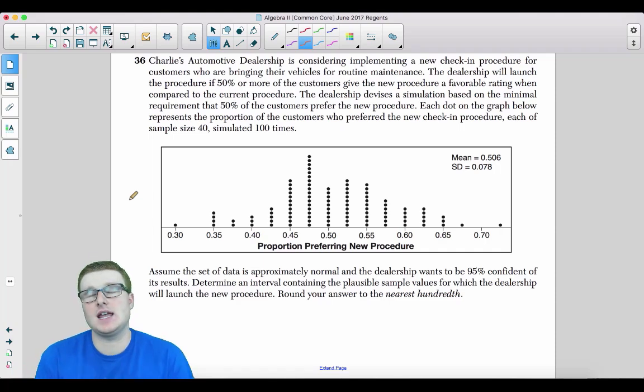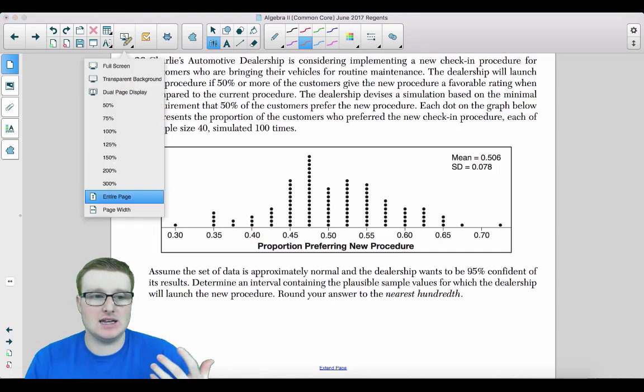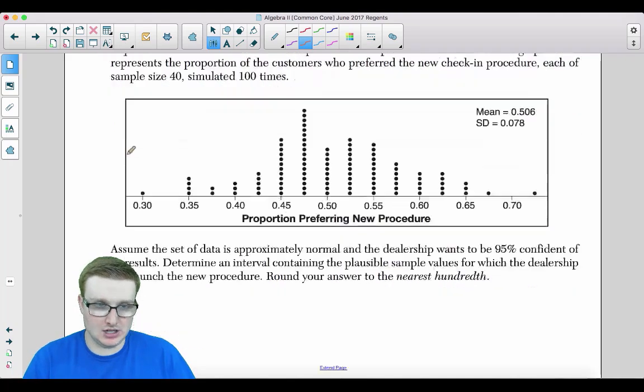So again, they're taking that real-life example and making it into some ridiculous computer simulation. Now, assume the set of data is approximately normal and the dealership wants to be 95% confident of its results. Determine an interval containing the plausible sample values in which the dealership will launch the new procedure. Round your answer to the nearest hundredth.